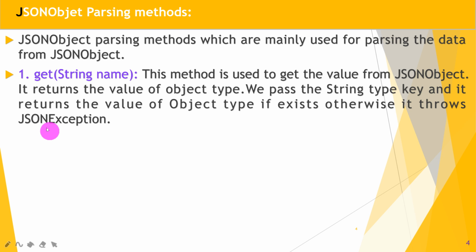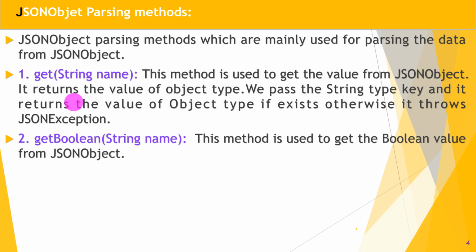Great guys, this is the first method with which we can retrieve the value for the respective string, and the string we have to pass as an argument, and the get method returns the respective value in the form of object type. Great. And if it does not exist, what happens? It throws JSON exception, means it throws the JSON exception object or instance.